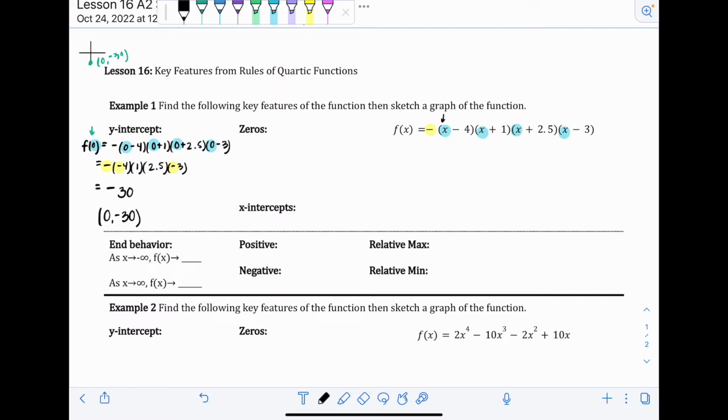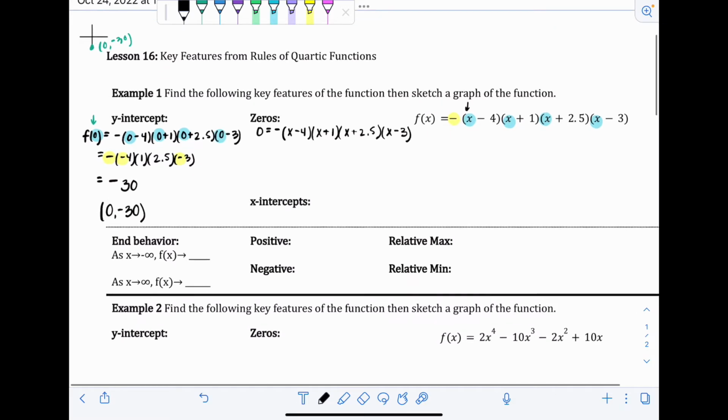And then to find the zeros of the function, that means that we take 0 and completely replace f of x with it. So I'll rewrite the function with 0 in for f of x. So it'd be 0 equals negative x minus 4 times x plus 1 times x plus 2.5 times x minus 3. And then now I'm solving for x. So I want to figure out what value for x makes this true.